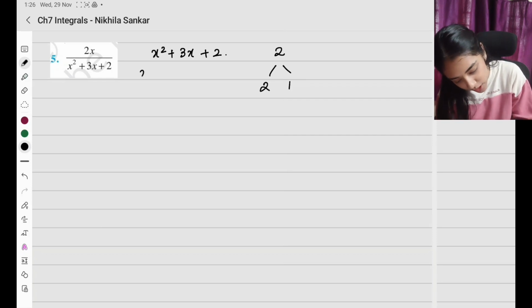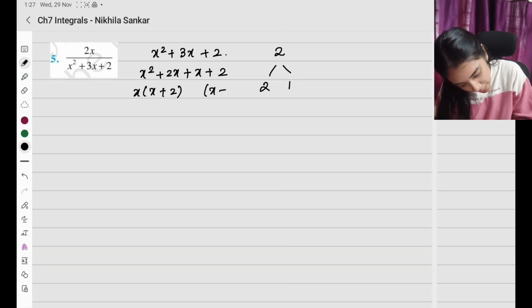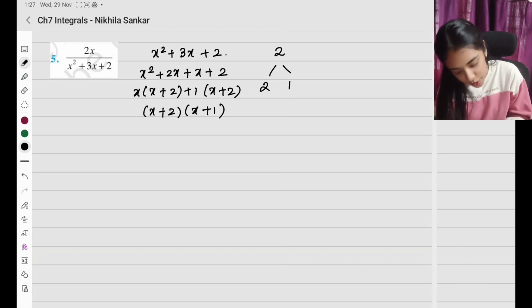So I have 2 times 1. So this can be written as x square plus 2x plus x plus 2. So x common எடுத்தா I have x plus 2, x plus 2, இங்க plus 1. So this can be written as x plus 2 times x plus 1. So how does my question look now?